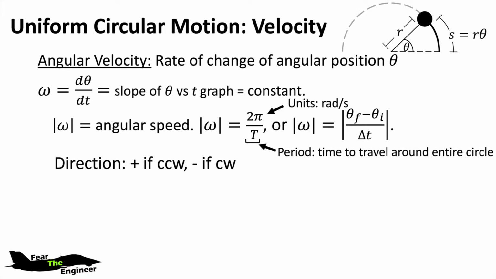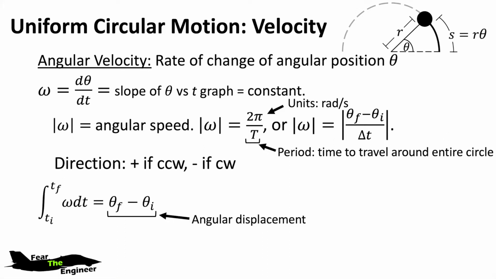One more thing. Since omega is the derivative of theta, we can solve for theta by integrating omega. If we integrate omega from an initial time to a final time, we get the difference between the initial theta and the final theta. This is also called the angular displacement. Then, we can rearrange to solve for the final theta. This comes from the Fundamental Theorem of Calculus.